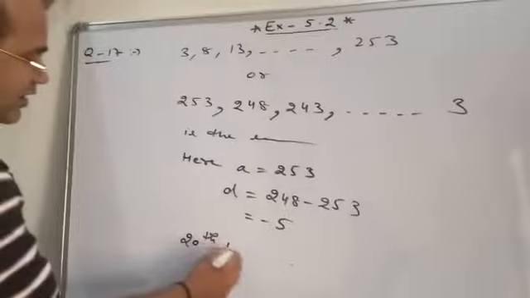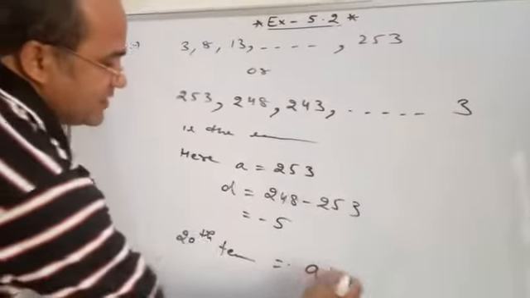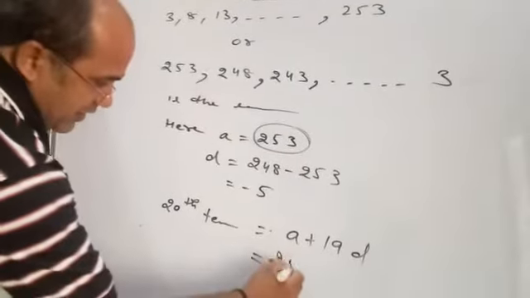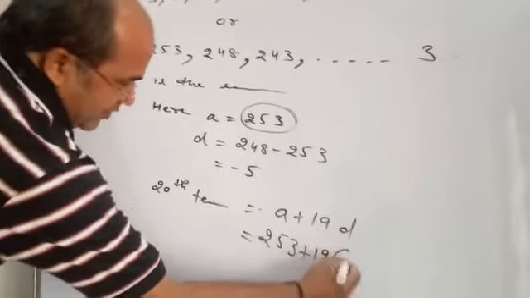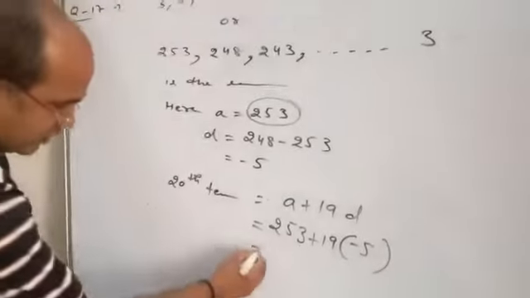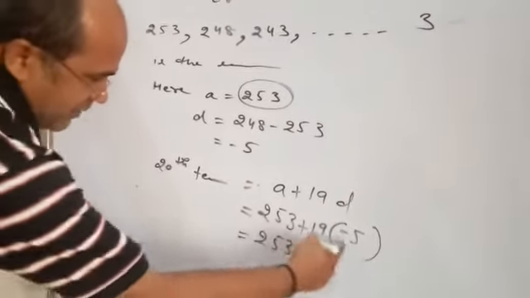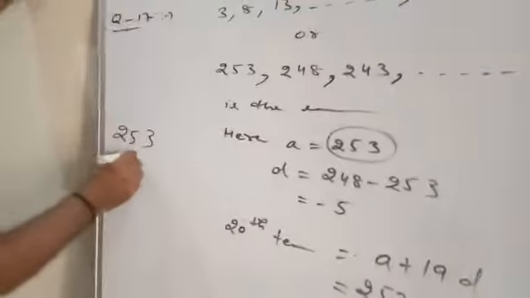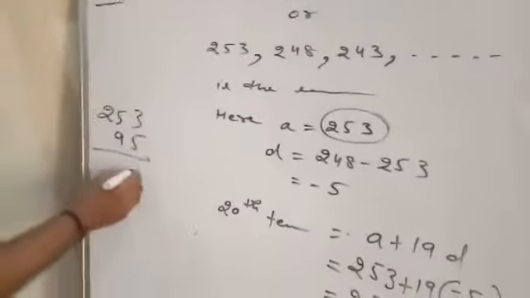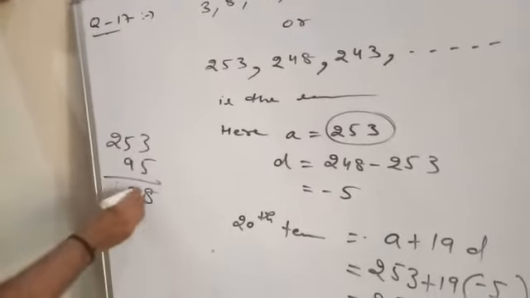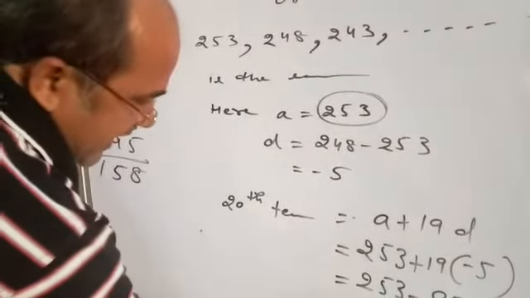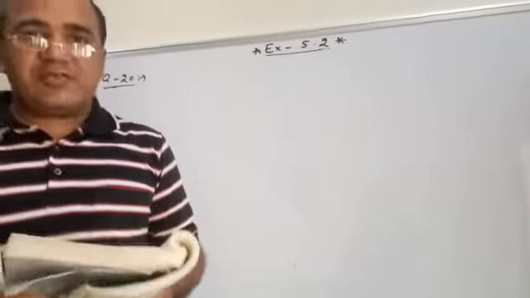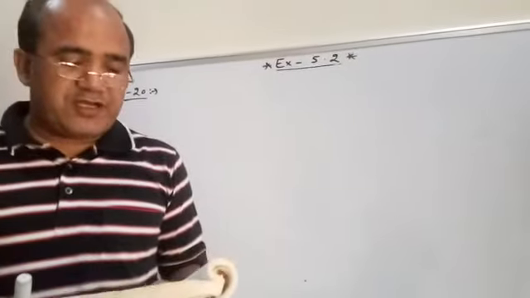20th term means A plus 19D. A becomes 253, 19 into minus 5. 253 plus minus, minus 95. 253 minus 95: 8, 14 minus 9 is 5, so 158 is your answer.